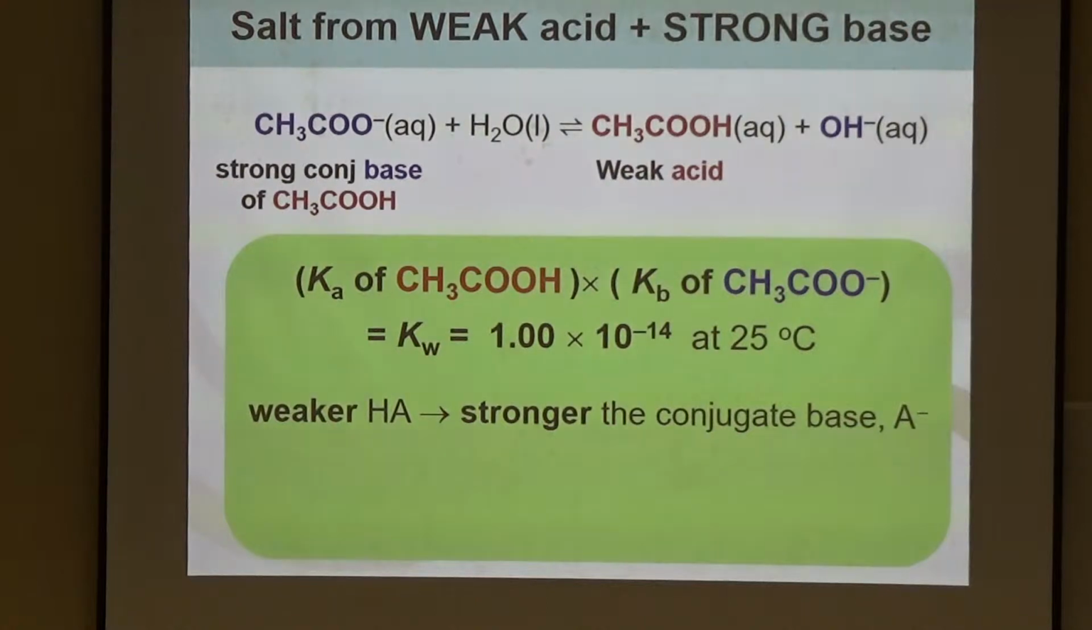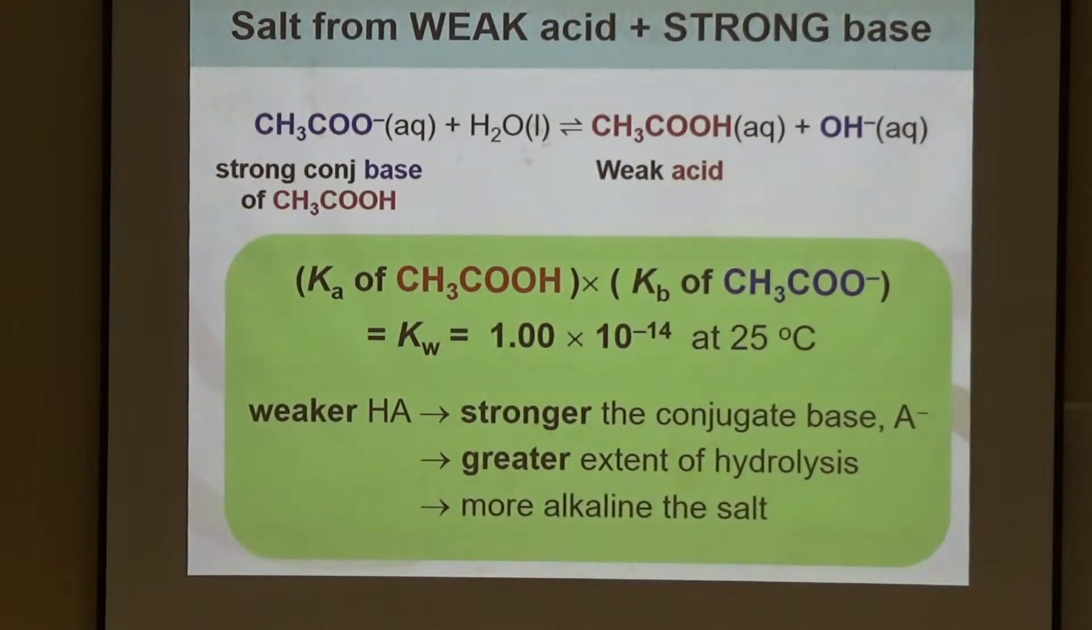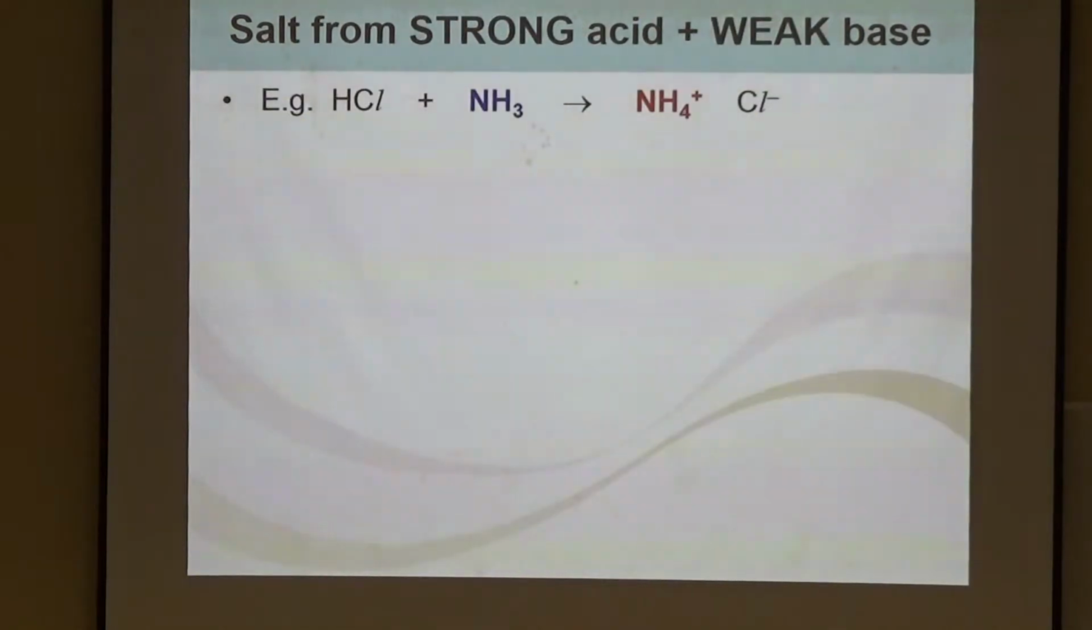So the weaker the acid, the stronger the conjugate base, and the greater the extent of hydrolysis, and the more alkaline the salt.